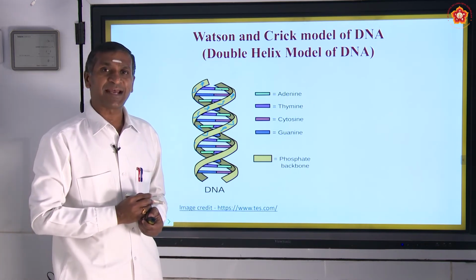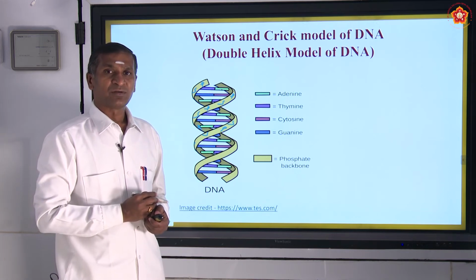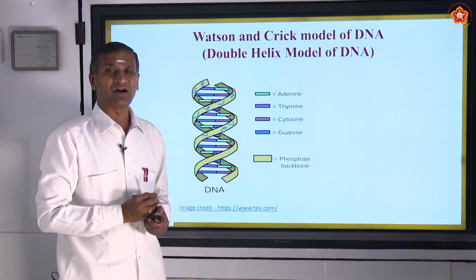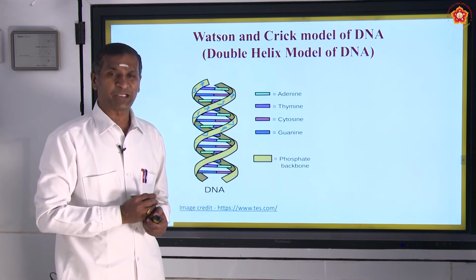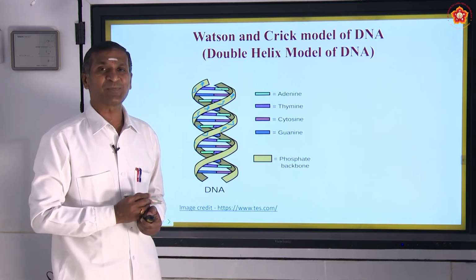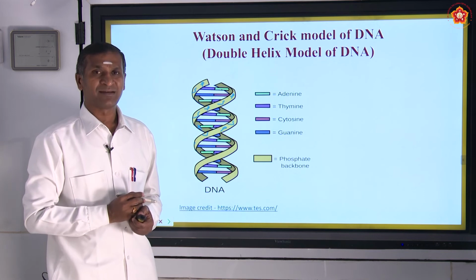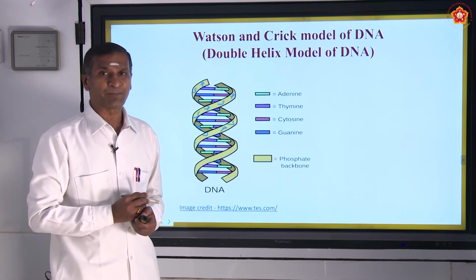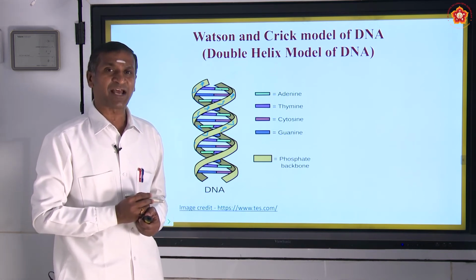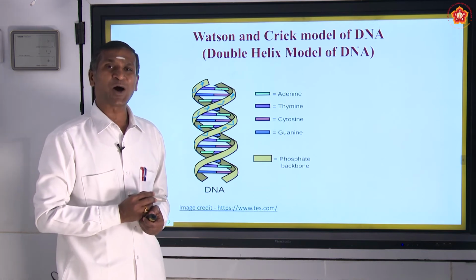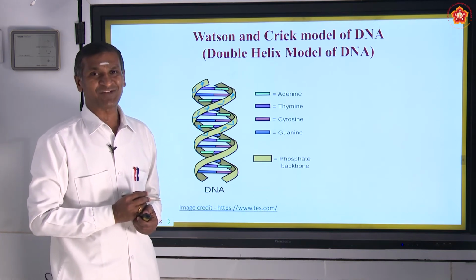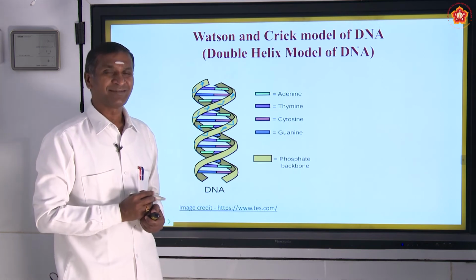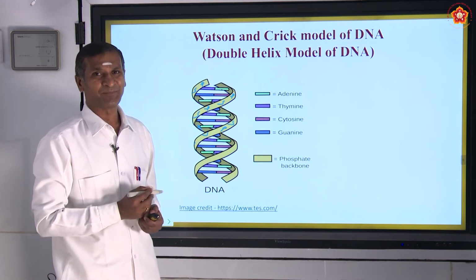A twisted ladder with pillars made up of alternating phosphate and pentose sugar, the steps made of nitrogen bases, where adenine combines with thymine with a double hydrogen bond, and guanine combines with cytosine with a triple hydrogen bond. This is the structure of DNA.